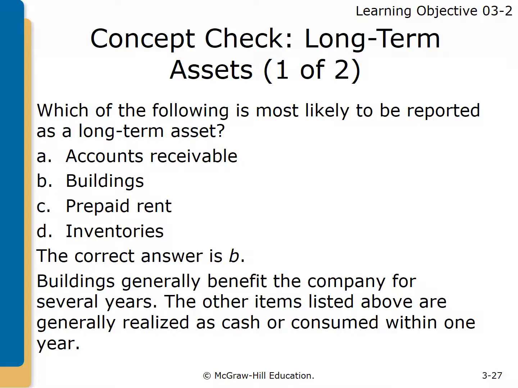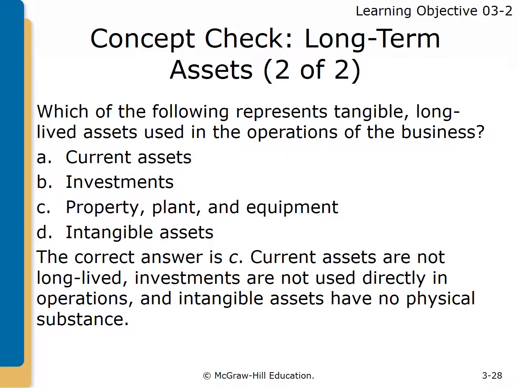So those are our assets. Let's take a look. Which of the following is most likely to be reported as a long-term asset? Buildings. And we know that. That's property, plant, and equipment. All the rest are current assets. Which of the following represents tangible, long-lived assets used in the operation of the business? And the answer is C.